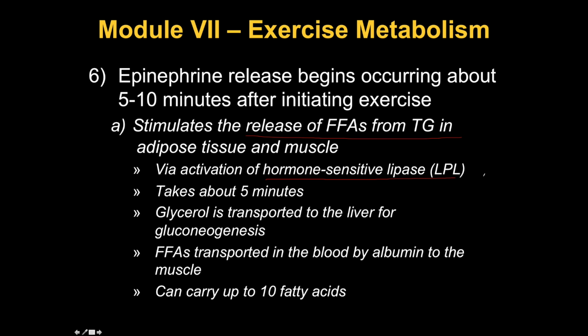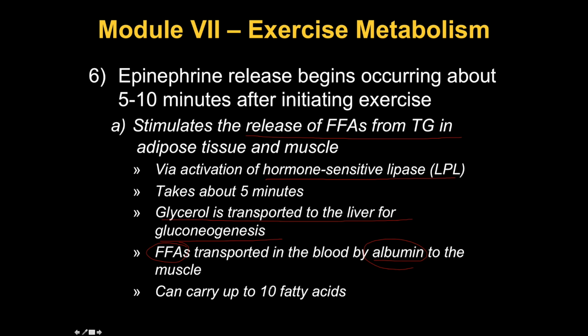And what's going to happen here? Well, we're going to take that triglyceride that's stored in adipose tissue and we're going to break it apart into its constituents. So glycerol, backbone, and the 3 fatty acids. So that glycerol is going to be transported to the liver. We're going to turn that glycerol into glucose. So we're going to perform gluconeogenesis. And then the free fatty acids are actually going to be transported in the blood by the protein albumin, the visceral protein, which will then carry it to muscle tissue.